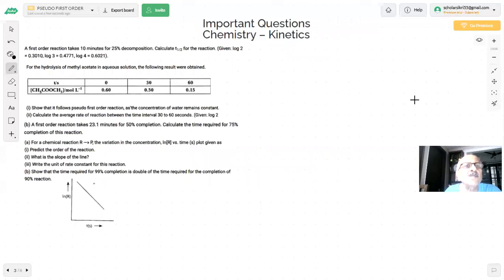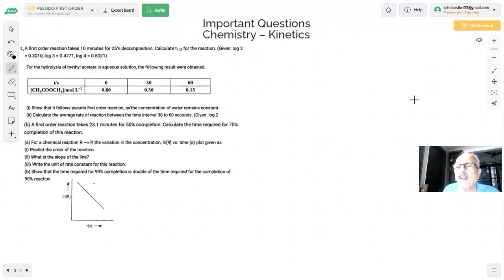You have 2 minutes to try it before I go through it. Question 1: A first order reaction takes 10 minutes for 25% decomposition. Calculate the T half for the reaction. So this is a first order reaction question that we have to do.